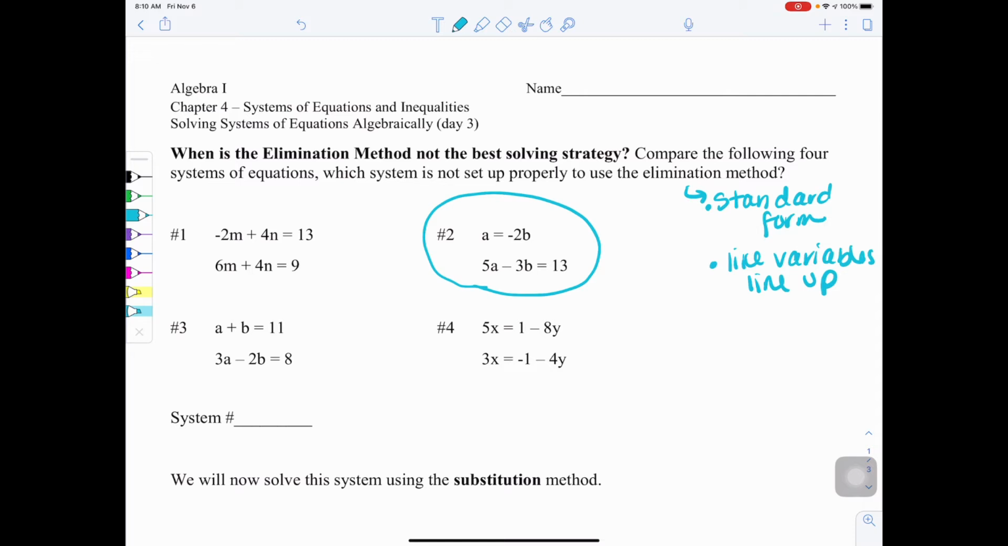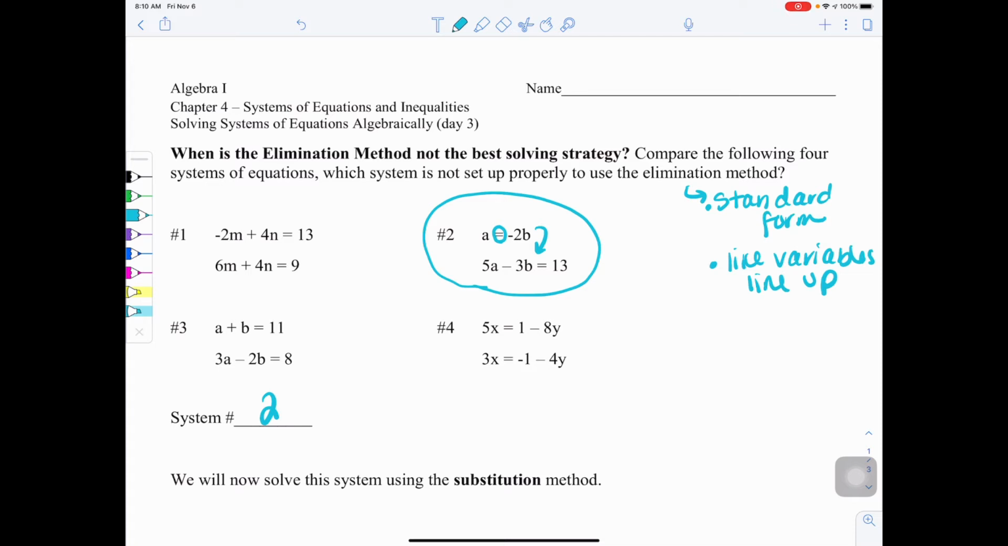So if I look at number 2, I can see that they're telling me what A equals. So I'll be able to take what A equals and put it in my second equation. Whereas if I look at number 1, number 3, and number 4, they did not tell me what M or N equals in number 1, what A or B equals in number 3, or what X or Y equals in number 4. So number 2 is definitely the correct answer here, the only one that sticks out that does not make sense to use the elimination method for.